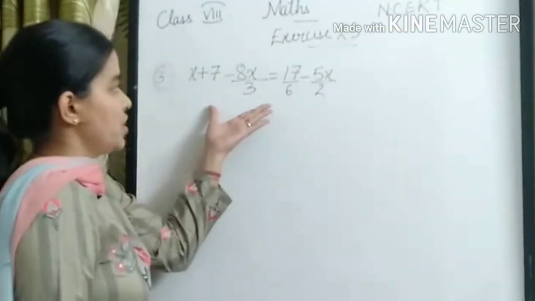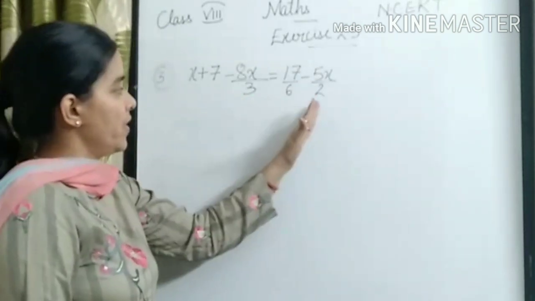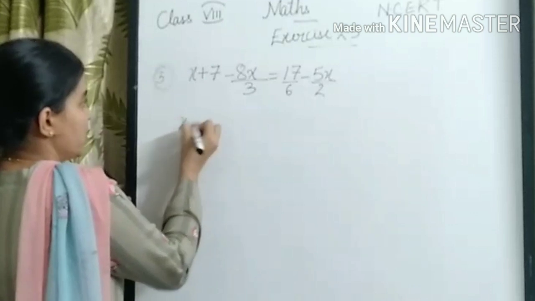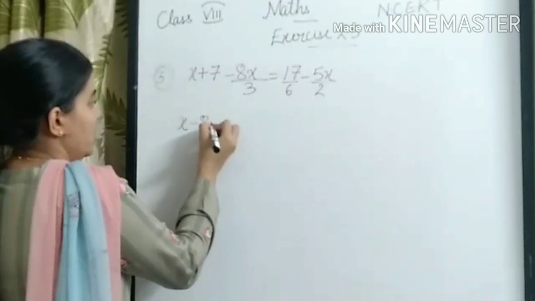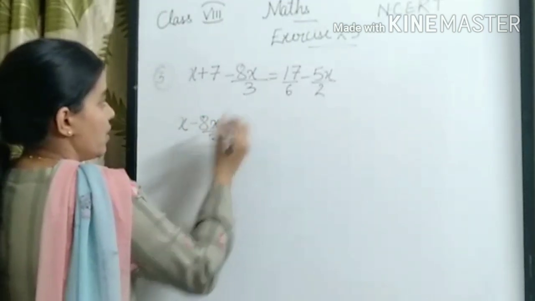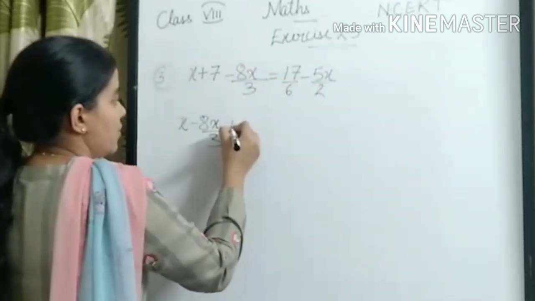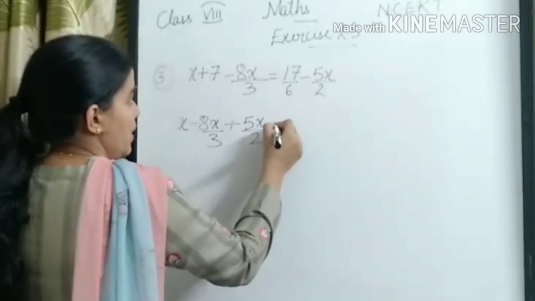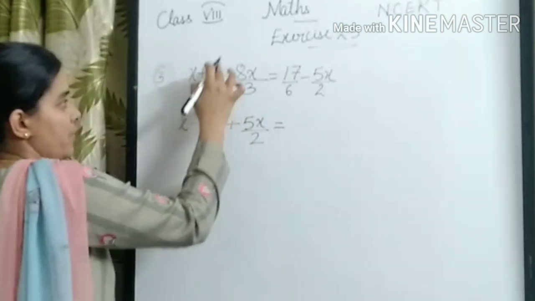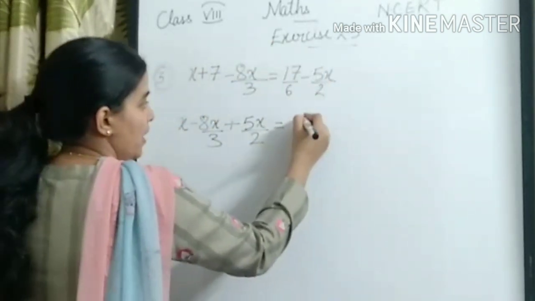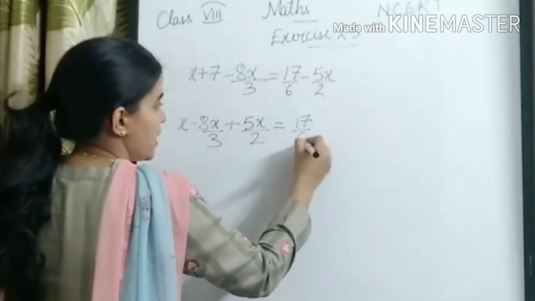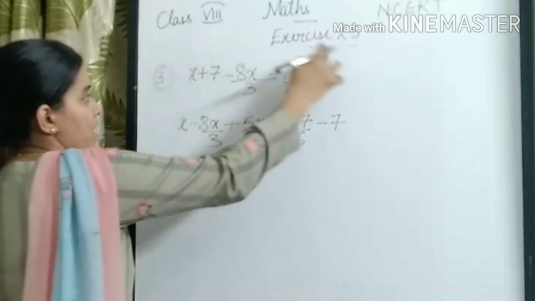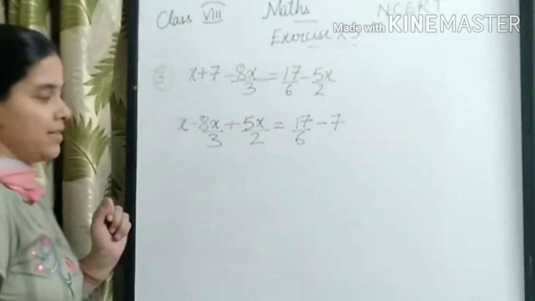Now in this question, what I told you, first always take the like terms on one side. So I will take all the x terms. x minus 8x upon 3. This term will come on this side and it will become plus 5x upon 2 is equal to, now here it is 7. 7 we will send there. It is 17 upon 6 minus 7, because 7 was plus here. It goes there and it will become minus 7.